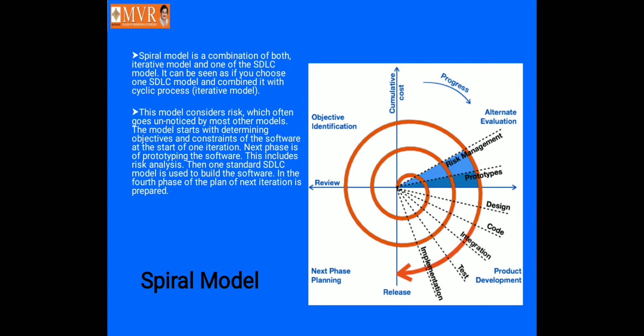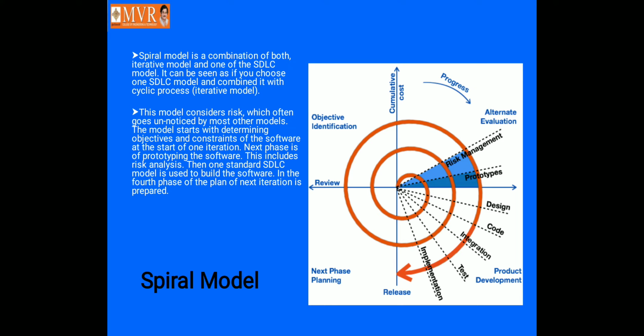The model starts with determining objectives and constraints of the software at the start of each iteration. The next phase is prototyping the software, which includes risk analysis. The one understood by the SDLC model is used to build the software. In the fourth phase, the plan for the next iteration is prepared.